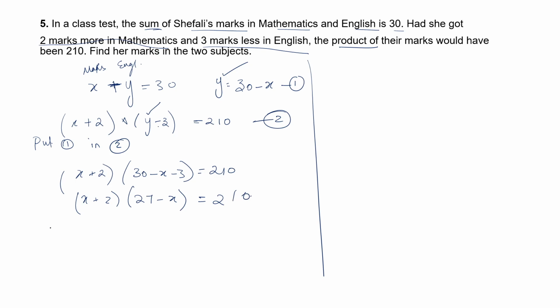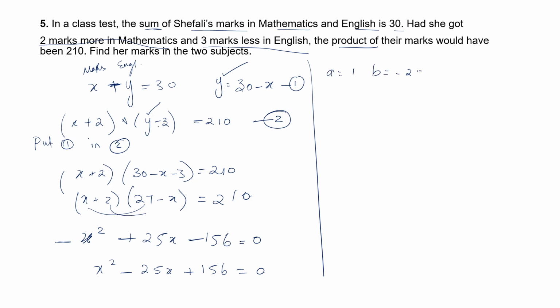Now if you expand and solve, you get minus x square plus 25x minus 156. Just multiply this, expand and solve. If I take minus common outside, the signs will change here, equal to 0. So now go by any of the methods, a is 1, b is minus 25 and c is 156.